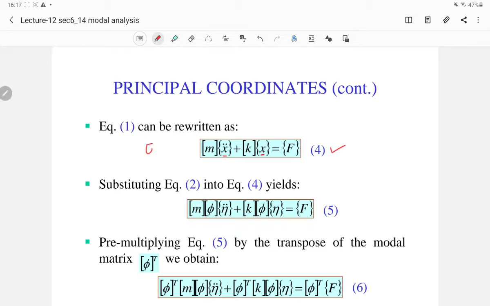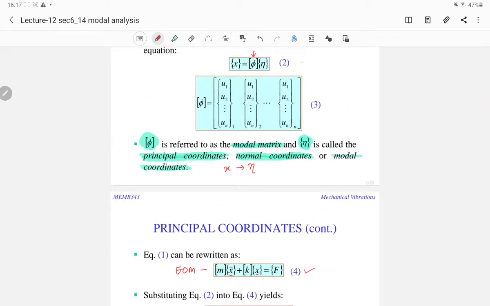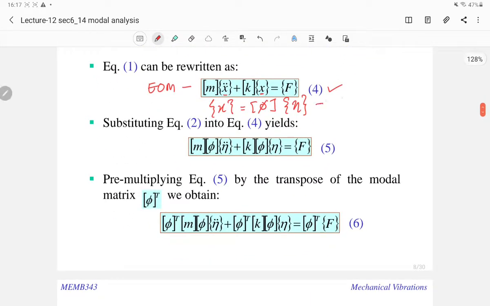After that, this is the original EOM. Then we substitute equation 2 into equation 4. If you remember, equation 2 is this equation: x equals your phi, matrix phi. Take note of the notation. All the curly brackets are your vector, whereas square brackets are your matrix.